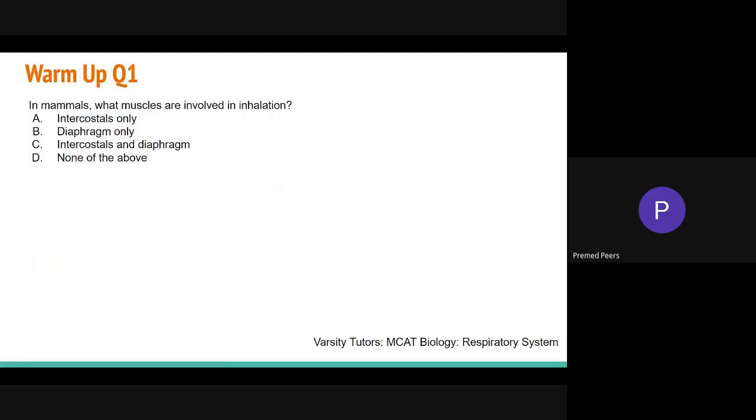In mammals, what muscles are involved in inhalation? The answer to this question is both the intercostals and the diaphragm. The intercostal muscles are the ones in between the ribs or attached to the ribs, and the diaphragm is the one beneath the lungs.